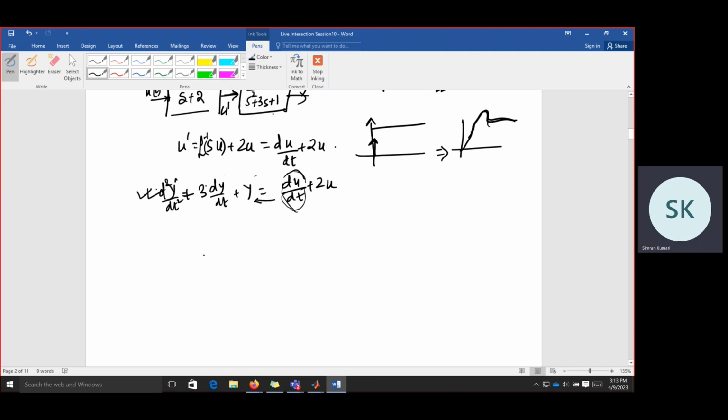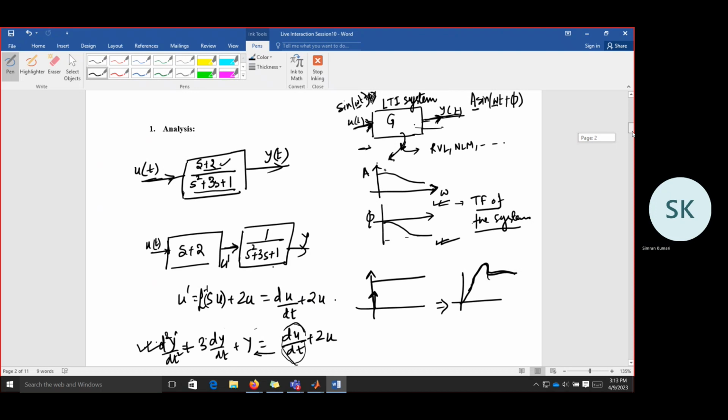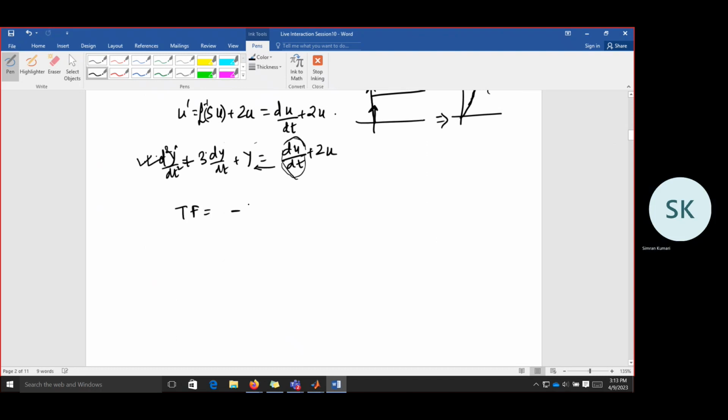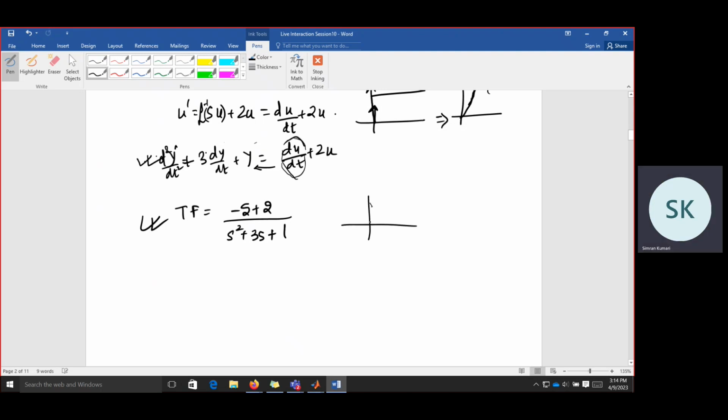Now suppose we have zeros in the right half plane. So now the transfer function, suppose, is (minus s plus 2) over (s square plus 3s plus 1). This is the transfer function. Here the root of the numerator, or zero of this transfer function, is in the right half plane. So in this case, if the input is a step input, then we see an undershoot initially.